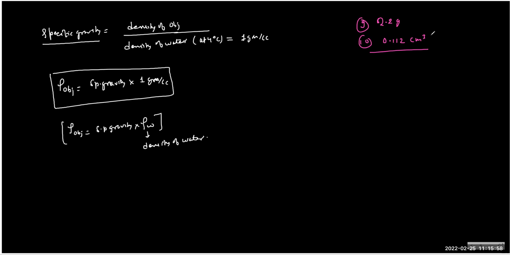So gram. The ornament weighing 36 gram in air and weighs 34 gram in water. Okay, so this is where you went wrong. The loss in weight is equal to the buoyancy actually. Okay, so that part is where you got confused.